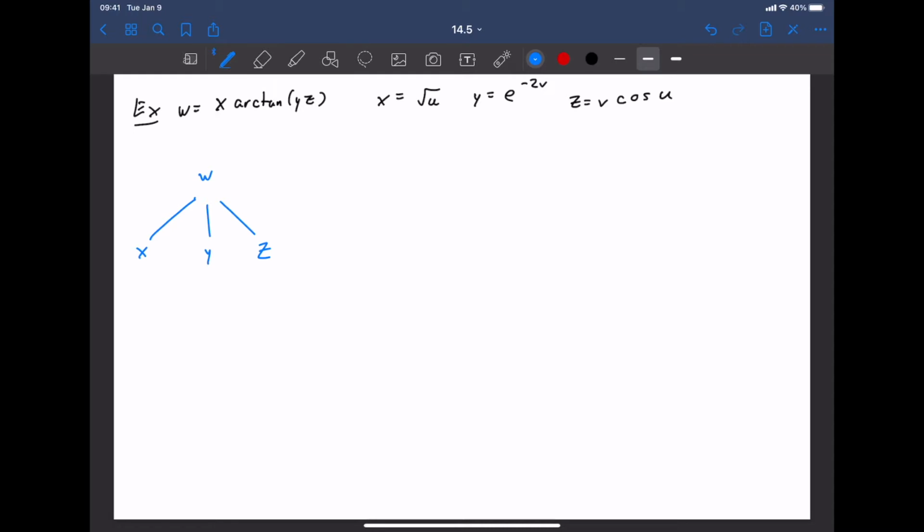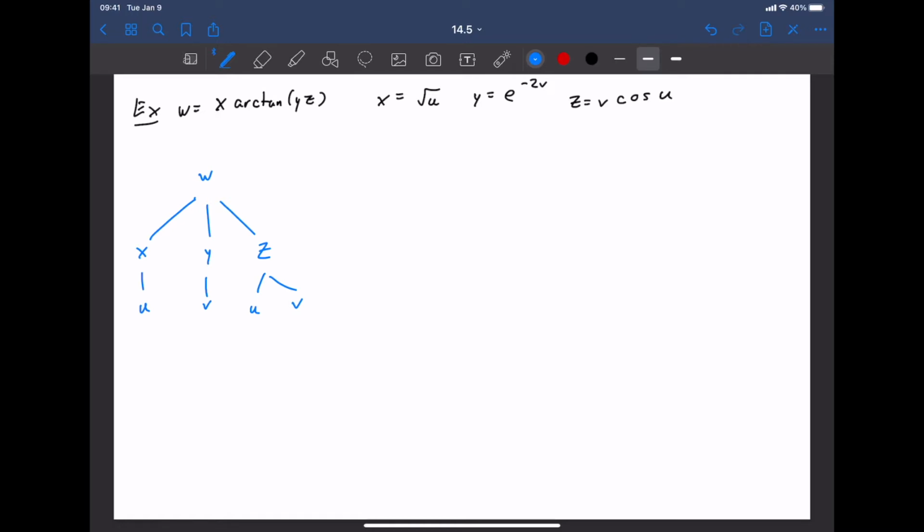3 intermediate variables. And now we're looking at x. What's x based on? Just u. What's y based on? Just v. What's z based on? Z is based on, screwed it up, u and v. So this is kind of as complicated as it can get. Each variable is based off of other variables. There's 3 intermediate, there's 2 independent.